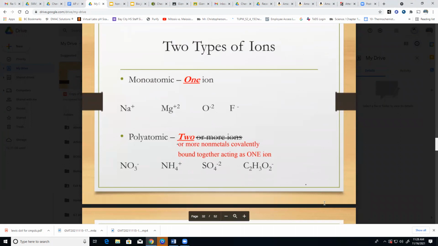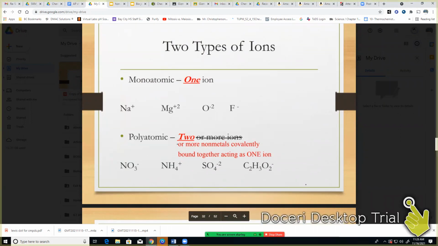There are 2 types of ions that we'll be using through the rest of the year. The first one is a monoatomic ion, made up of just 1 element that became an ion. And a polyatomic ion is 2 or more non-metals covalently bound together, acting as 1 ion.